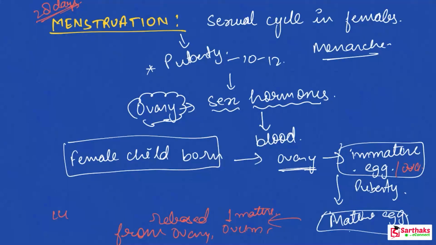Okay, on the 14th day of the cycle, only one mature egg is released from the ovary.